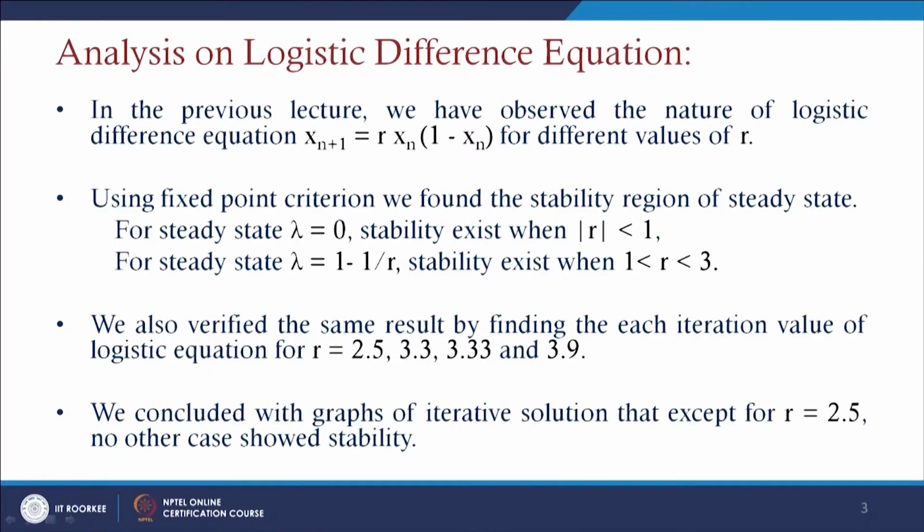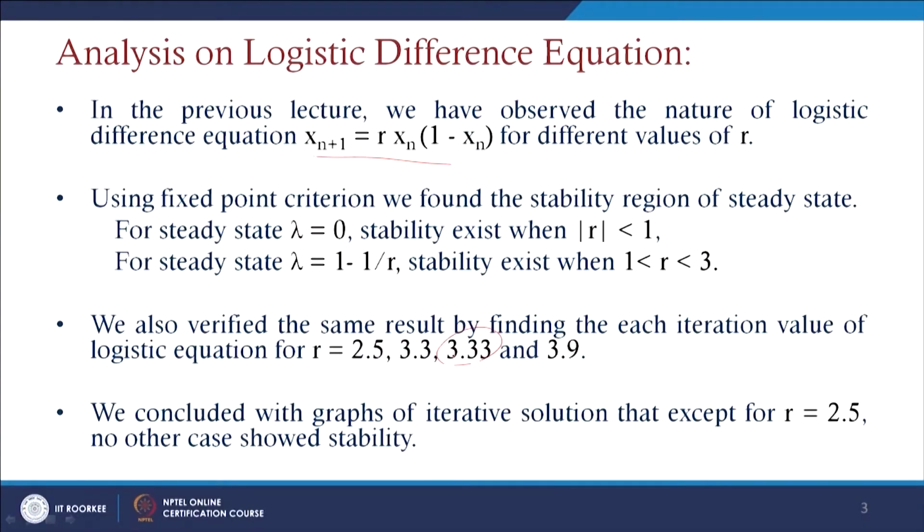This equation is represented in the form of x_{n+1} = r x_n (1 - x_n) for different values of r. When we considered r as 2.5, after a peak variation, we have a stable solution. And when we considered r as 3.3, a periodic oscillation was obtained with period 2. Also, if we extend this value up to 3.33, then also we get this periodic variation with period 2.